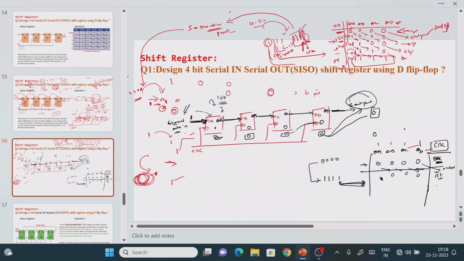So after applying the second clock pulse, what can we do? We can give one more external input data, right? What is that value we are trying to give? 1, right? Now this value will be replaced with what? 1.